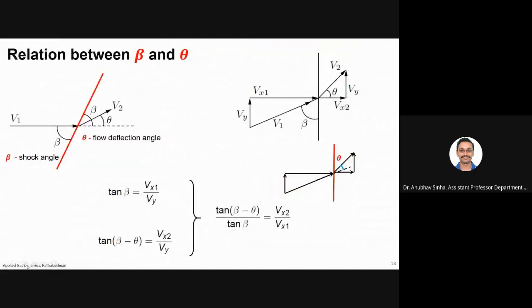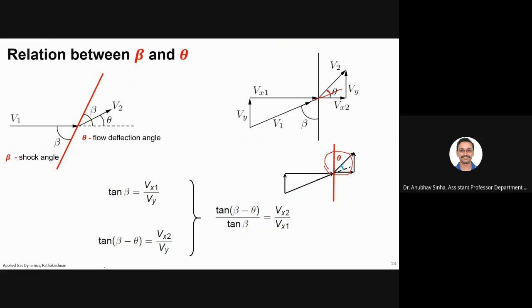Okay, so this is what I also explained in the previous slide. This is V1, it is getting turned to V2. Beta is the shock angle, theta is the flow deflection angle. And let me just correct this. Theta is basically formed between V1 and V2. Similarly, V1 will go in this direction, and theta is up to here, not the full angle. This is what theta is. I will anyway correct this slide and then upload it. So theta is shown here for you.